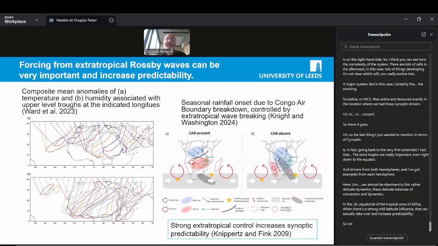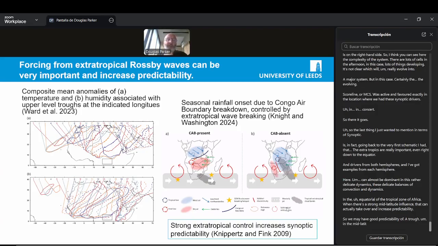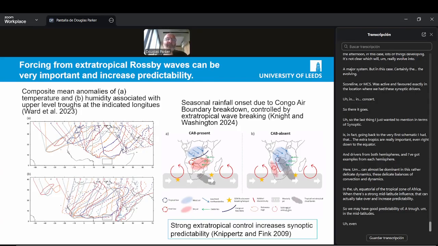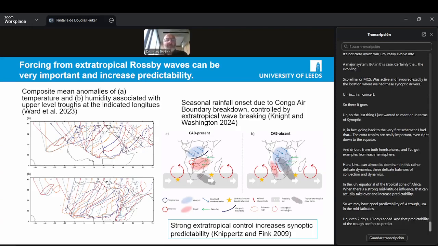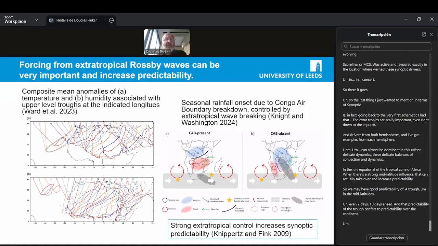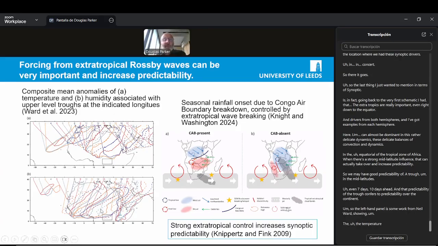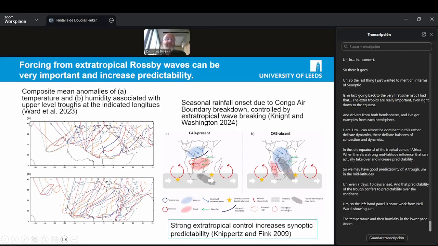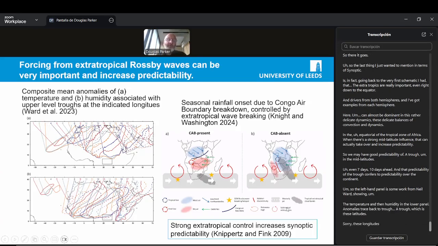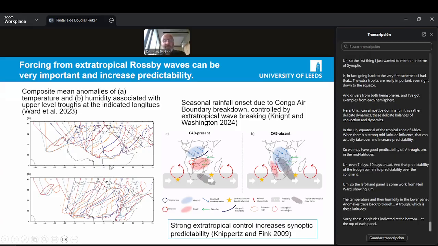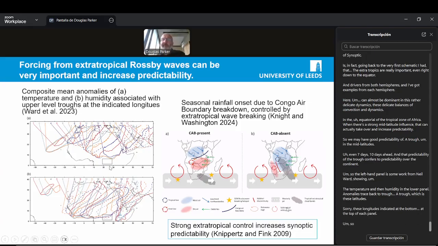So we may have good predictability of a trough in the mid-latitudes, even 7 days, 10 days ahead. And that predictability of the trough confers to predictability over the continent. So the left-hand panel is some work from Neil Ward showing the temperature and then humidity in the lower panel, anomalies traced back to a trough, at these latitudes and longitudes indicated at the top of each panel. So these are strong, coherent patterns in a case.